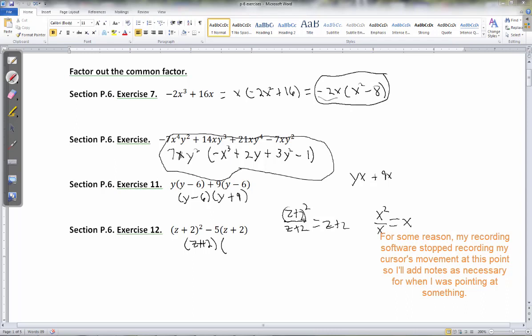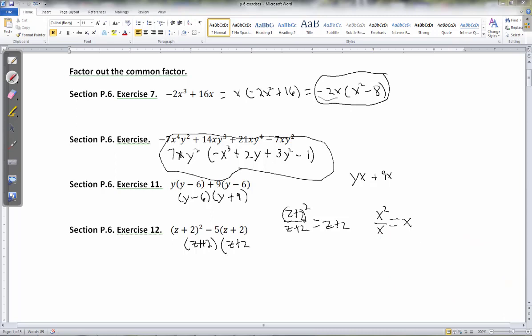So in that first term, I will have a z plus 2 left. And then if I divide z plus 2 out of this one, there's only 1, so it's just going to divide away, and I'll have z plus 2 minus 5. And then I can combine like terms in that right parentheses. So I will have z minus 3.